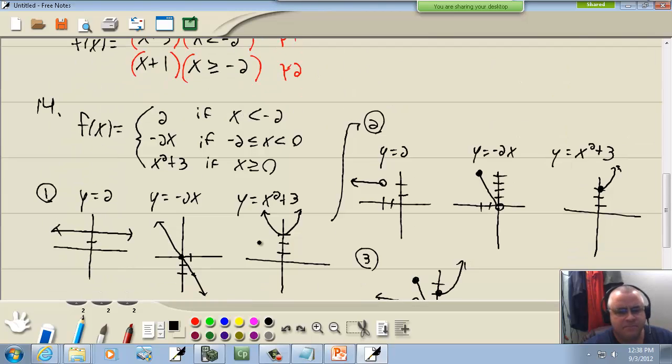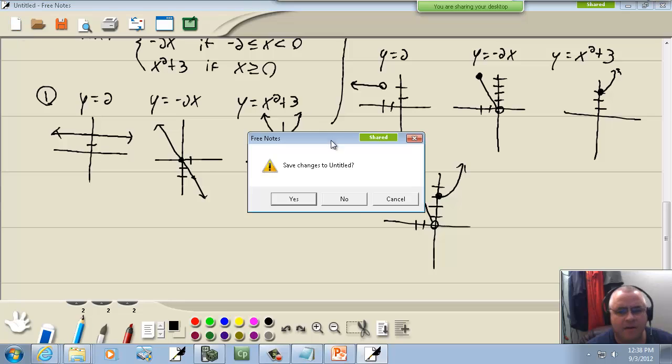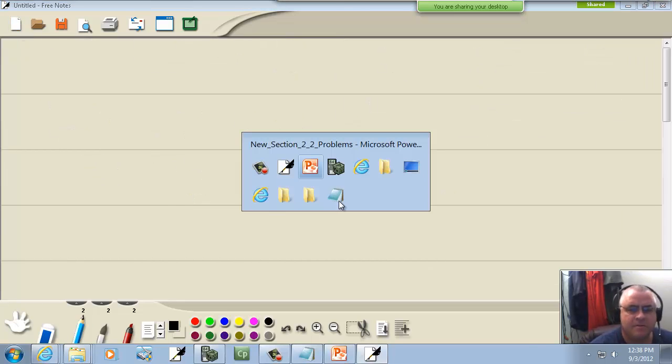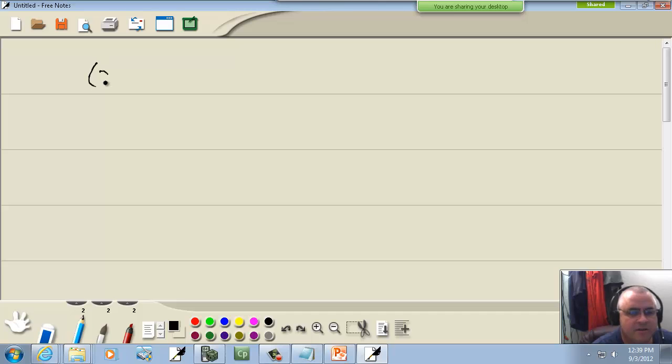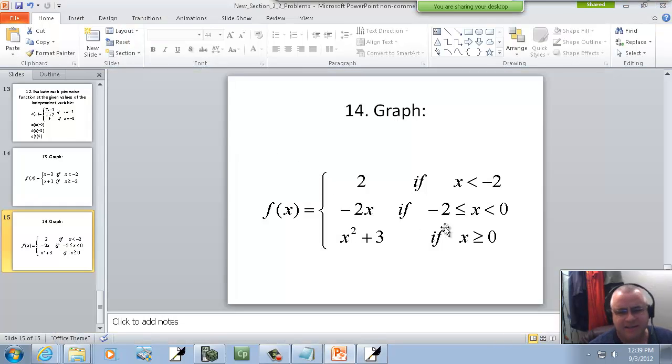And, okay, the key on this is to plug in your calculator. And actually, let me just write it over. I'm out of space. So I got 2, and this will be x is less than -2. And notice I put parentheses around 2. I put parentheses around x is less than -2. Then we got -2x, parentheses. And see how this is -2 is less than or equal to x is less than 0.